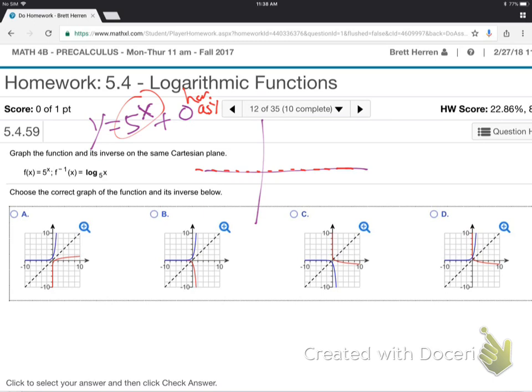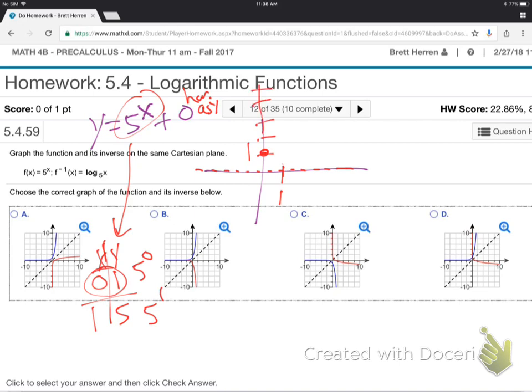Okay? And therefore, you can just make a table real quick. X, y. Put in 0. What is 5 to the 0? 1. So over 0, up 1. Right there. And put in 1. What is 5 to the 1? 5. Over 1, up 5: 2, 3, 4, 5.